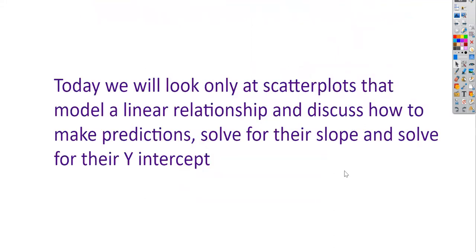So today we're going to look at scatter plots that model a linear relationship and discuss how to make predictions, solve for their slope, and solve for their y-intercept as well.